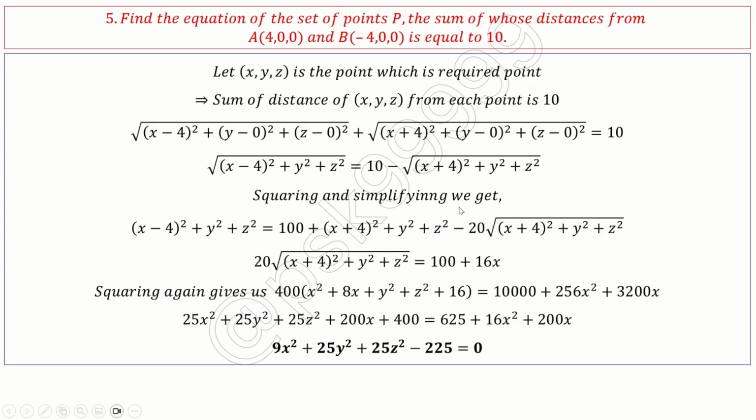Simplified, you will get this locus very easily, which is nothing but 9x square plus 25y square plus 25z square minus 225. The important thing is, whenever you see such equations and you're trying to find the locus, you should find the best way to square it. Looking at this, you can tell, if I square it with these two square roots on both sides, I am still left with 2y square plus 2z square. Correct? That is a more complex thing to solve. So you should know all these tricks.